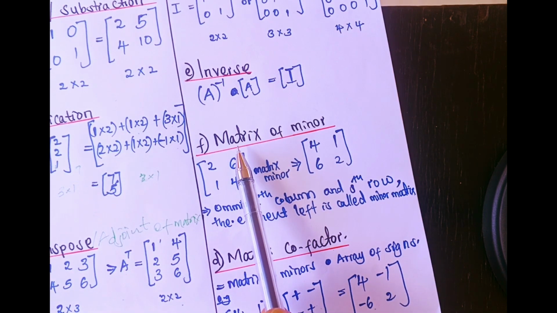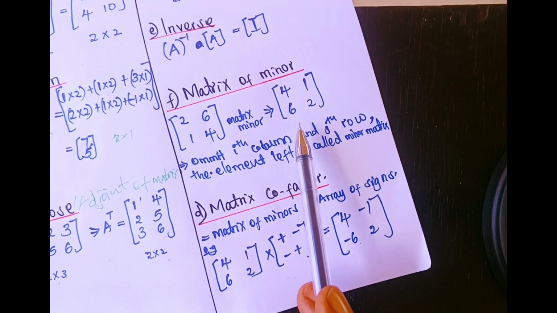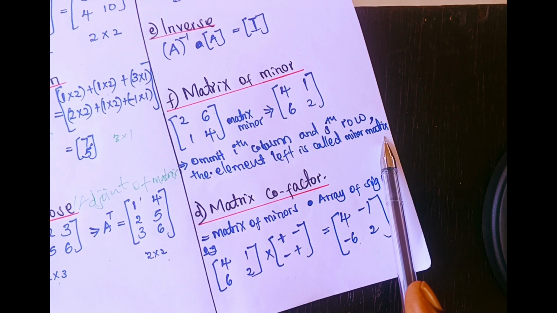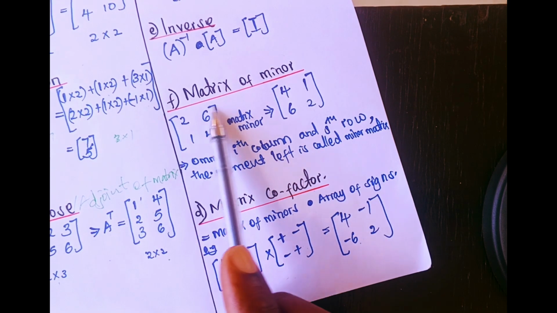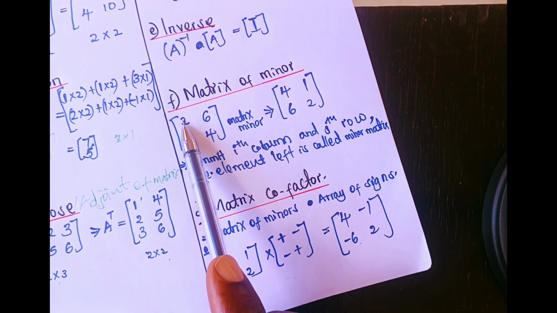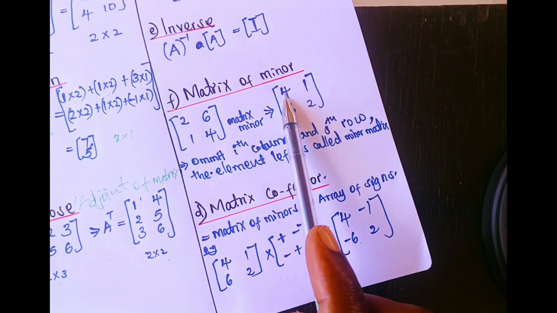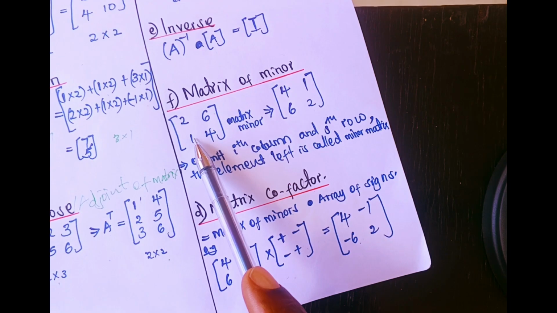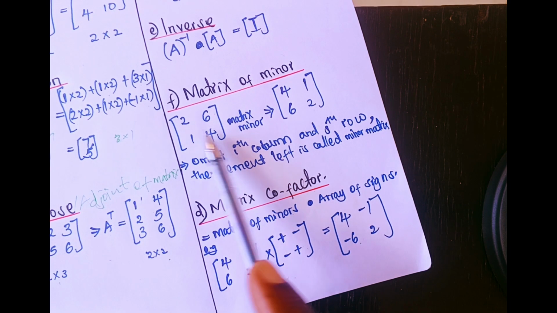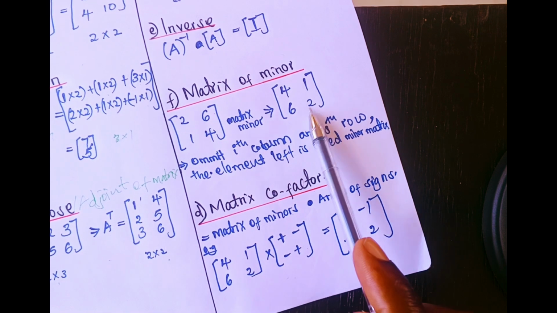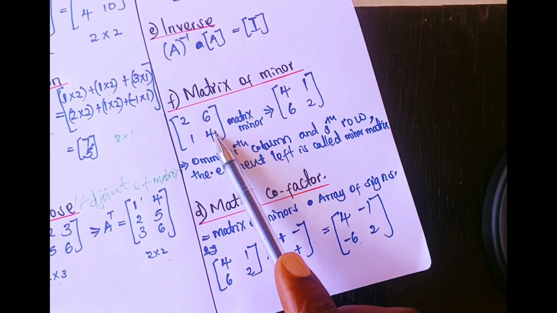Let's go on to the matrix of minors. For the matrix of minors, we omit the column and the row, and the left element is the minor of the matrix. For example, if we are given this matrix, we are asked to find the matrix of minors. So for 2, we are going to ignore the row and the column, so it will be 4. For 6, we ignore the row and the column, it will be 1. For 1, we ignore the row and the column, it will be 6. And for 4, we ignore the row and the column, which will be 2. And this is the minor matrix of this matrix.